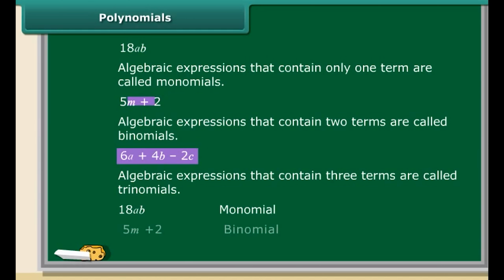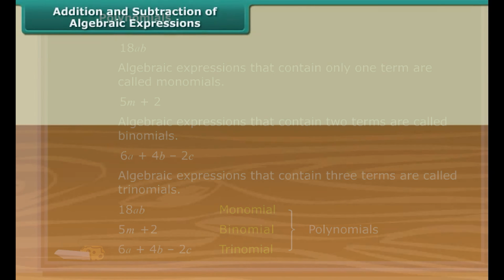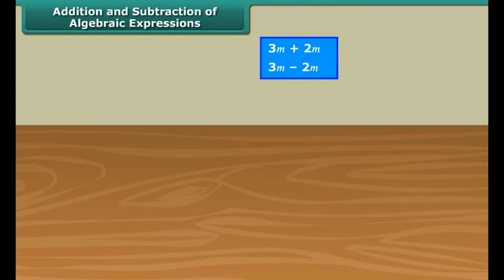Remember, all algebraic expressions that have one or more than one terms are called polynomials. Therefore, monomials, binomials and trinomials are all polynomials. We can only add or subtract like terms. But why is it so? Think of it like this.